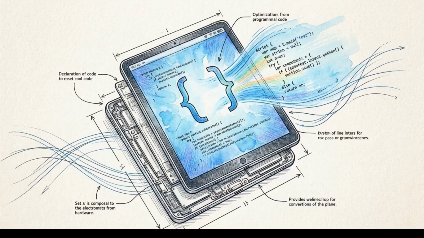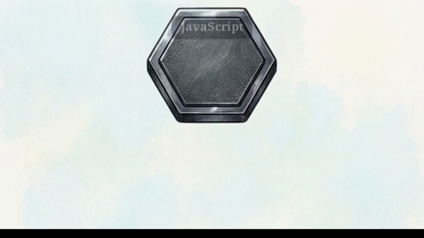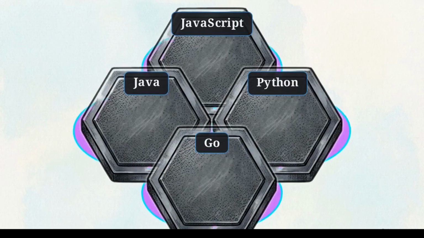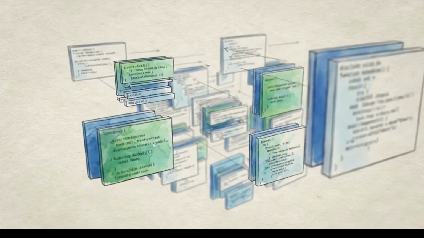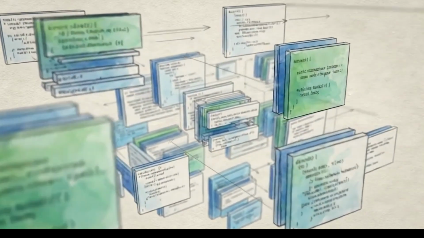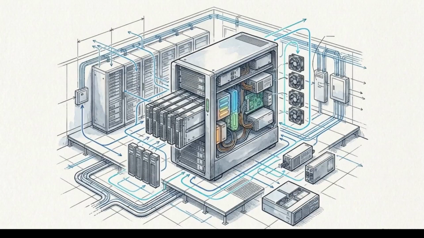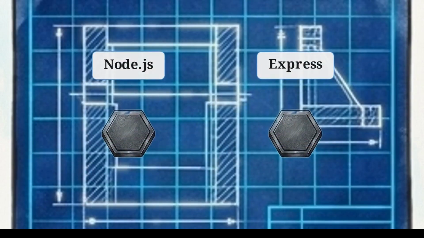Before you can work in a kitchen, you have to learn basic cooking techniques. In the digital world, these are your programming languages, like JavaScript, Python, Java, or Go. Learning one of these gives you the recipes required to make applications function. But just knowing how to chop vegetables and sear meat doesn't mean you have a physical place to cook. A chef requires a structured workspace to get the job done. That is why we use tools like Node.js and Express.